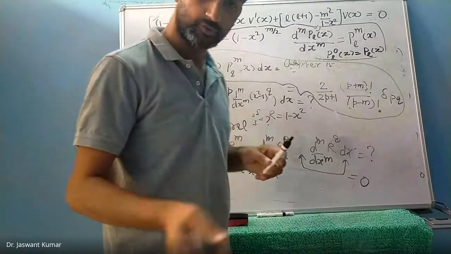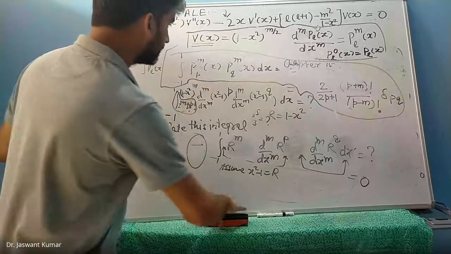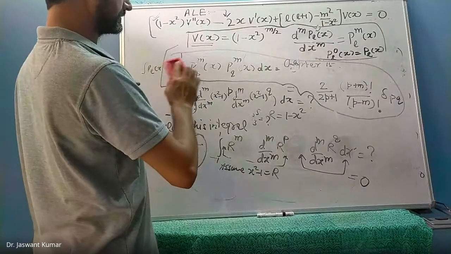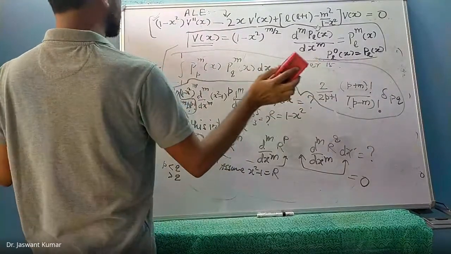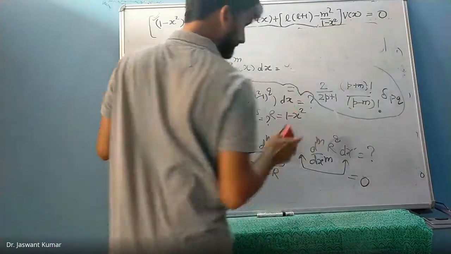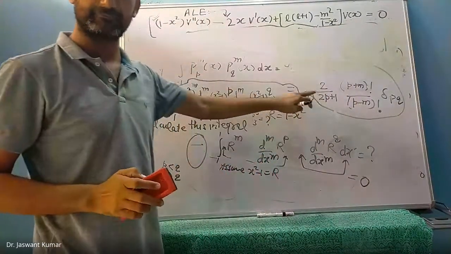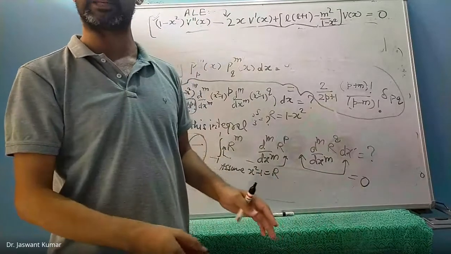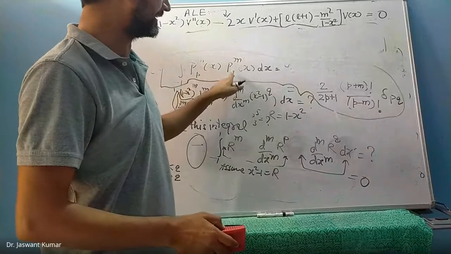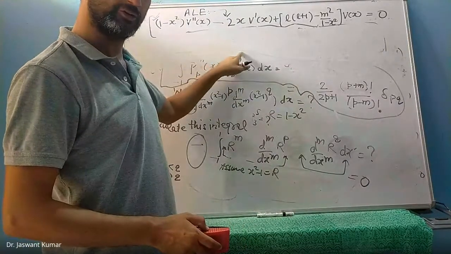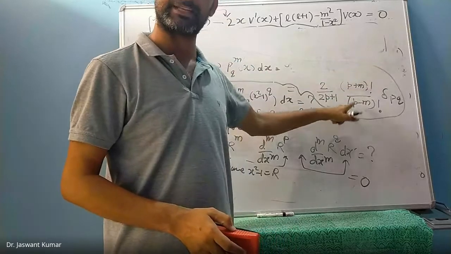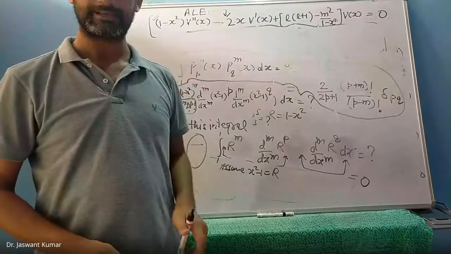Okay, I will erase everything now, otherwise I will make you too confused. Please remember this term, even if you do not derive it. This is the integral of P_p(x) P_q(x) with the same value of m dx, which is 2 by (2p plus 1) times (p plus m) factorial by (p minus m) factorial, and that's it.